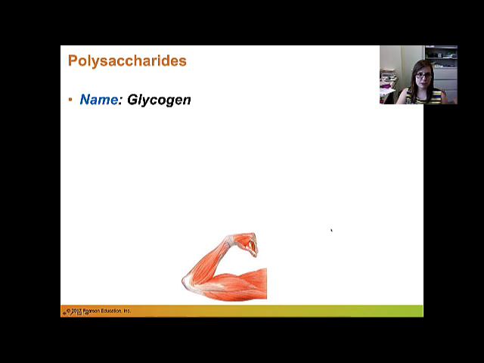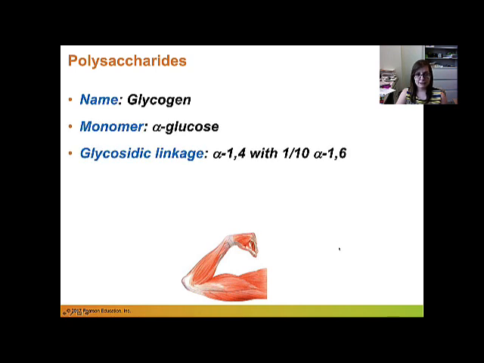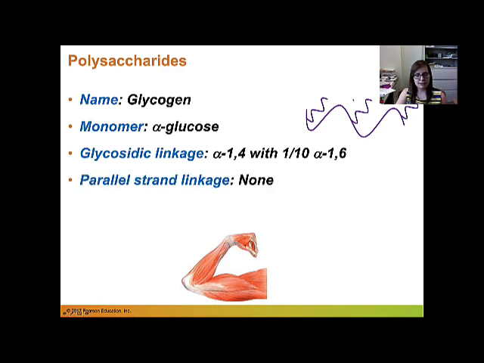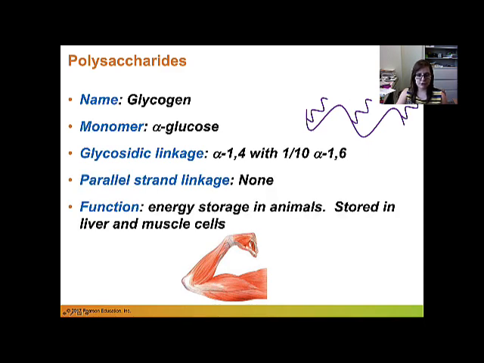So the next one we're going to talk about is glycogen. Here's an example of muscle, where animals store their glycogen. And the monomer is alpha glucose. And the linkages are alpha 1,4 glycosidic linkages. And now every 1 in 10, so a lot more frequently, we have this alpha 1,6. And so we end up with a lot more of a branched polysaccharide. There's no parallel strand linkage, and we use it for energy storage in animals. And this energy is stored in our liver and our muscles. And these are places where we need a lot of energy.